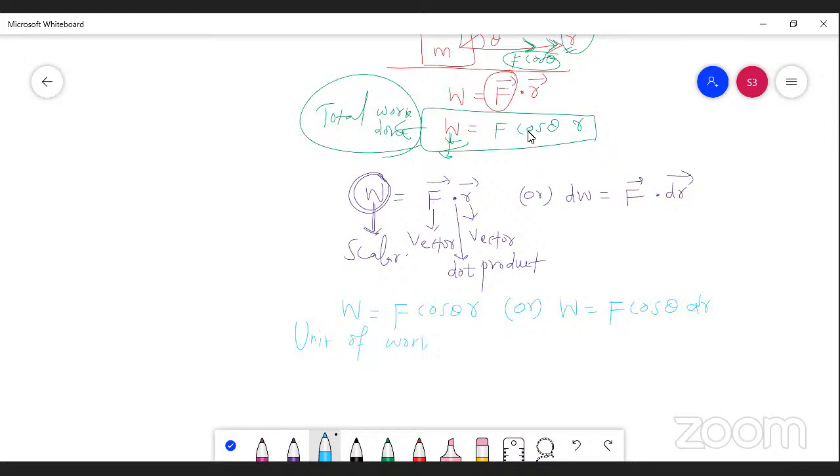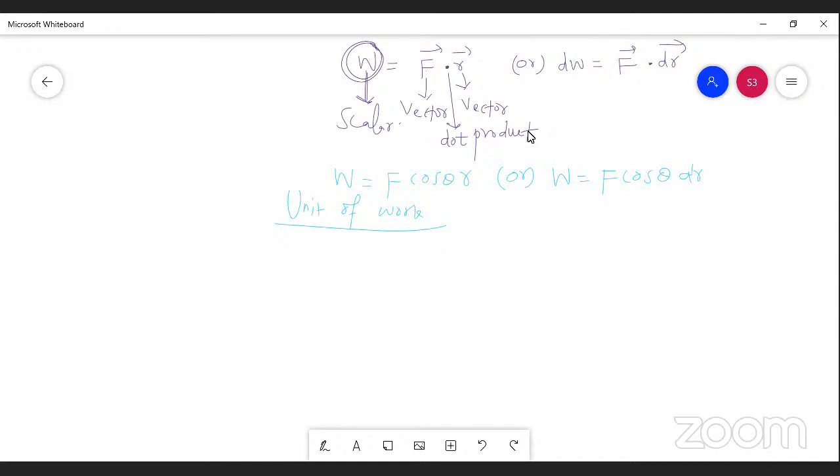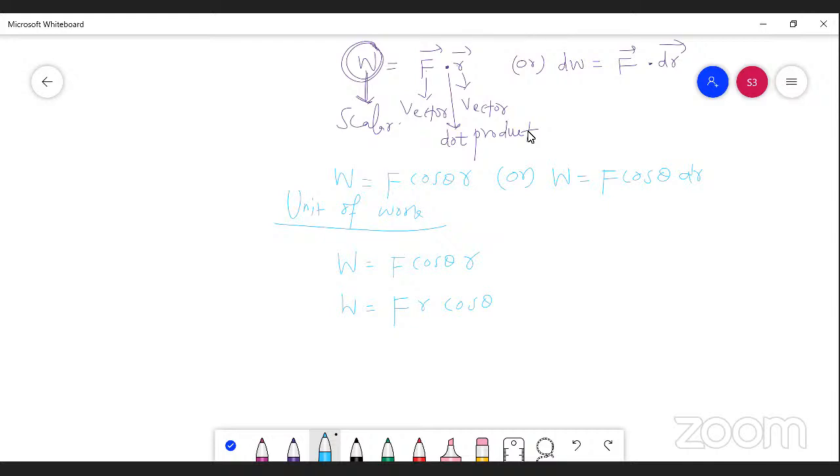So the work done formula is W is equal to F r cos theta, or work done by the application of force. Sometimes it can be expressed as F s cos theta. Here s refers to the displacement produced in a body. Depending upon the situation, r refers to the displacement produced in a body due to application of constant force, or s also refers to the displacement produced in a body due to application of constant force.